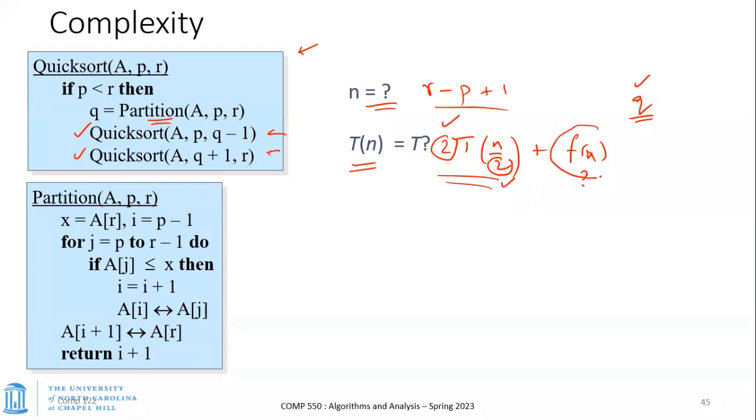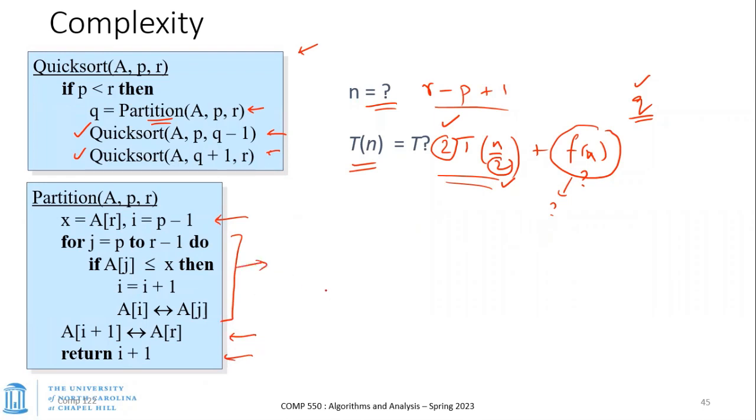And how much time is being taken to actually do the partitioning? This statement over here is clearly going to take some time, right? So how much is that going to be? What is the partitioning time? Let's take a look at the partition. Well, this is a constant. Here's a for loop. And this is some constant, this is a constant. So this is essentially the for loop.